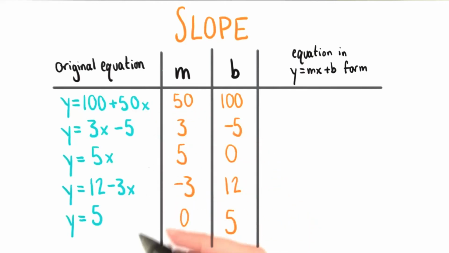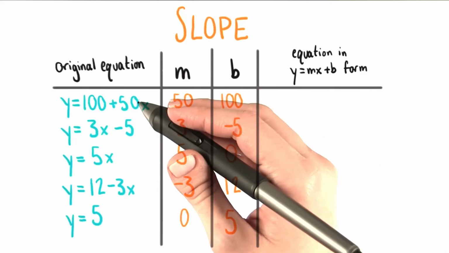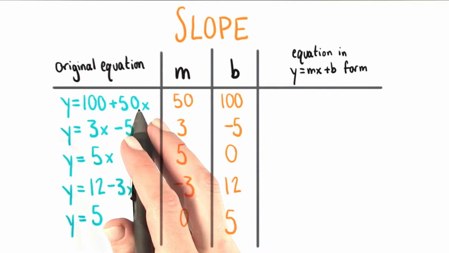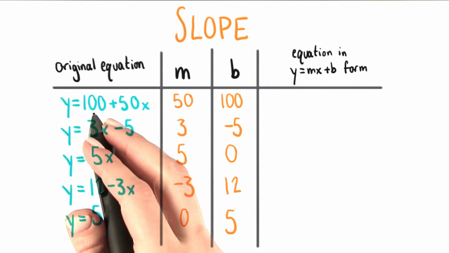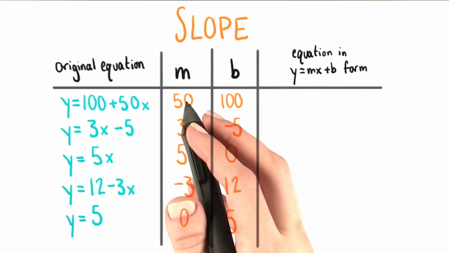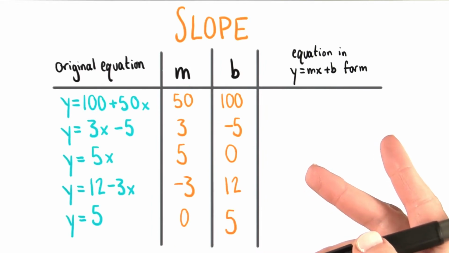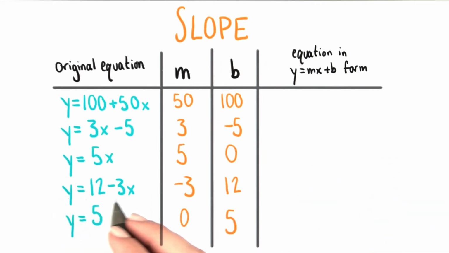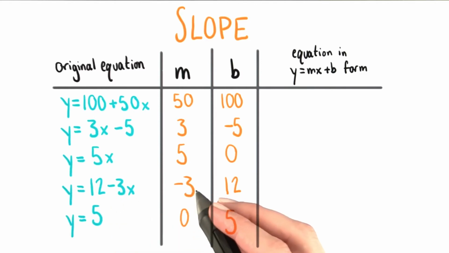For each of these equations, m is just the coefficient in front of the term with an x to the first. So in the first equation, y equals 100 plus 50x, m is just 50. There are two little potentially tricky spots here. Since in the second to last equation we have y equals 12 minus 3x, m is equal to negative 3.